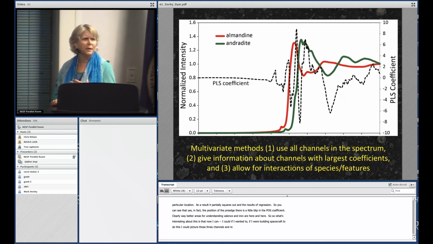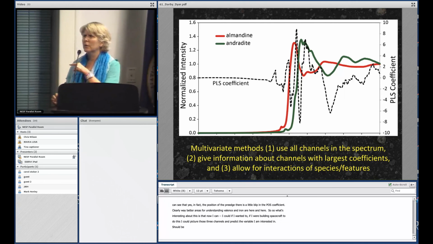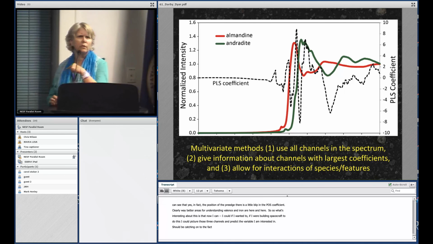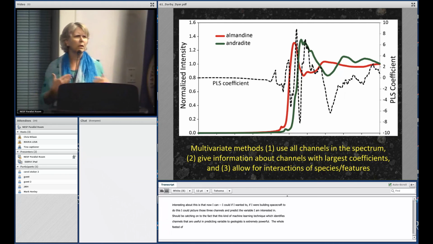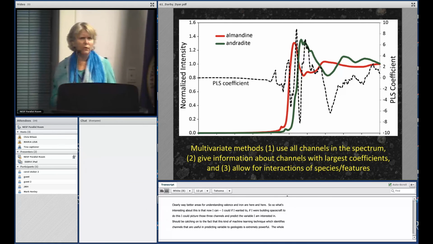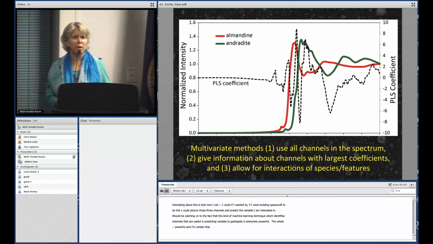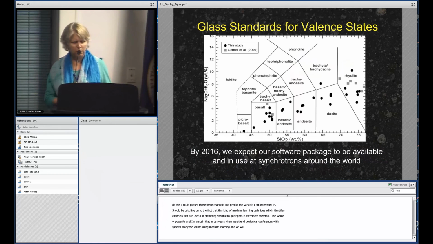So those of you in this audience who are thinking about other kinds of spectroscopy should be catching on to the fact that this kind of machine learning technique, which identifies channels that are useful in predicting variables of interest to geologists, is extremely powerful. The whole field of understanding spectroscopy through machine learning techniques is in its infancy, but it is tremendously powerful. And I'm certain that in 10 years, when we attend geological conferences about spectroscopy, we'll all be using machine learning, and we will get away from trying to assign things to individual peaks, and we'll be at more of a broadly based approach like this.